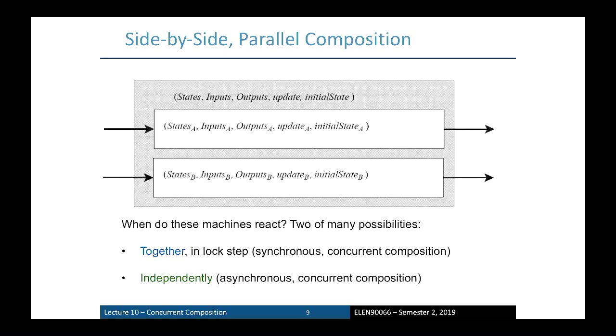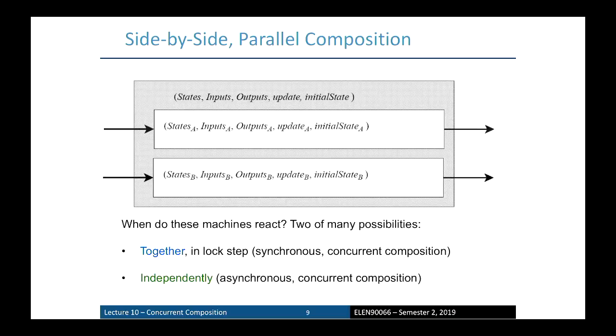Either they react together at the same time, and we call that in lockstep, or synchronous composition. Synchronous concurrent composition, it's getting a bit tricky here, right? Or they do it independently, which is an asynchronous concurrent composition. Okay, I think this is best shown by a very simple example.